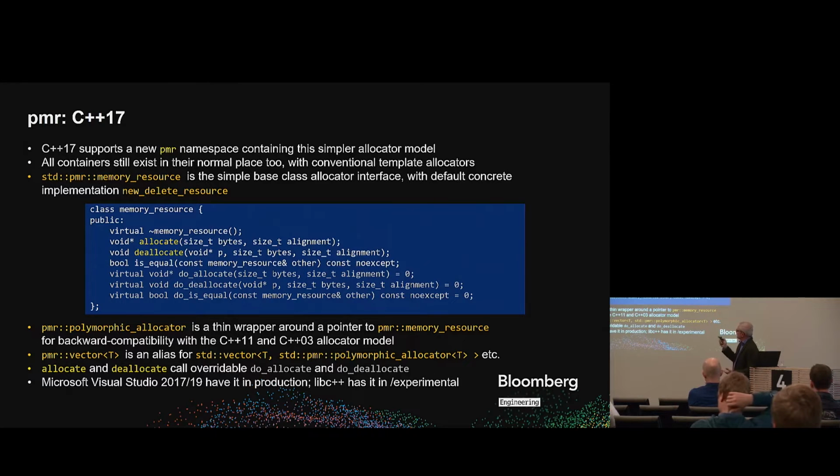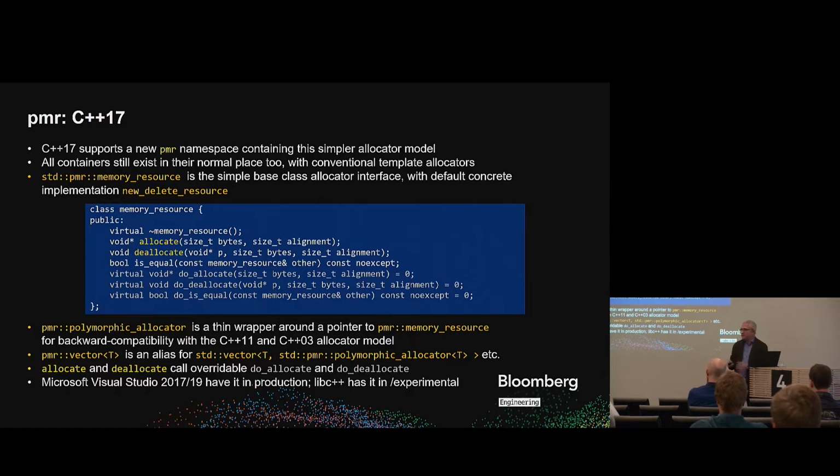And for backward compatibility, there is a thing called polymorphic_allocator, which is a thin wrapper around a pointer to a pmr memory_resource, for compatibility with the old standards. So you can actually plug this into the old containers if you need to.